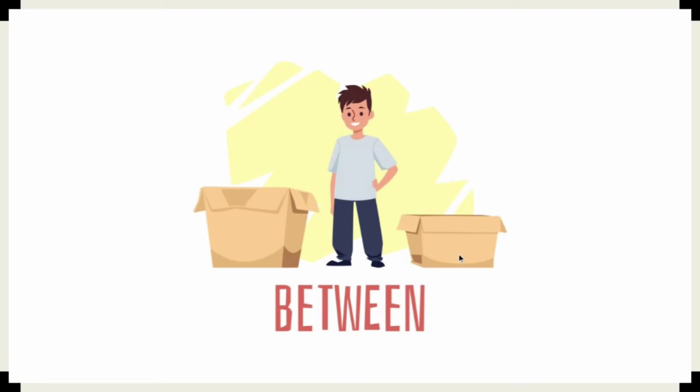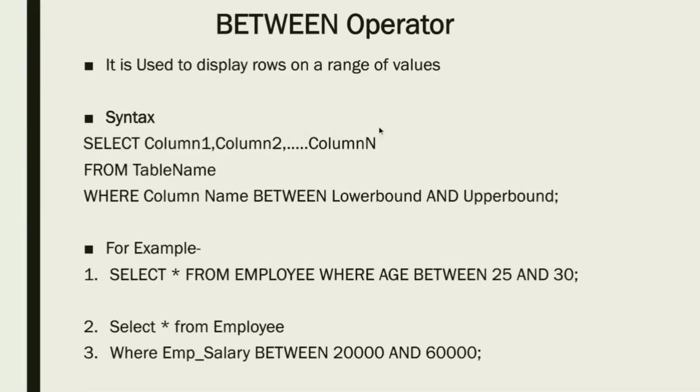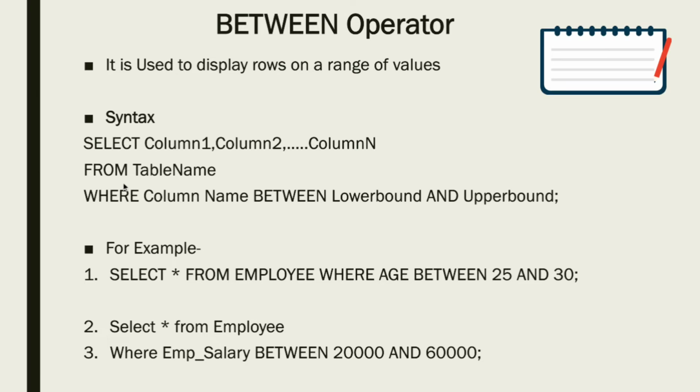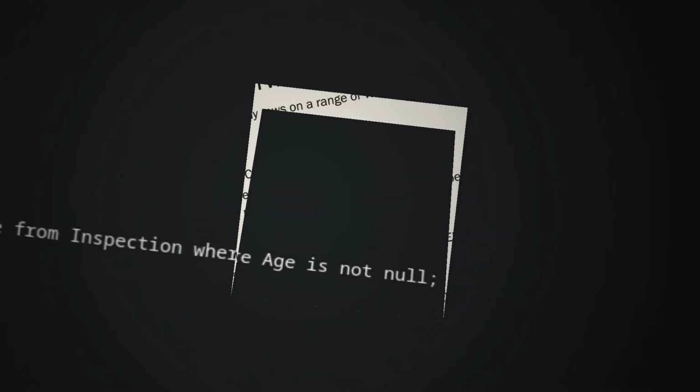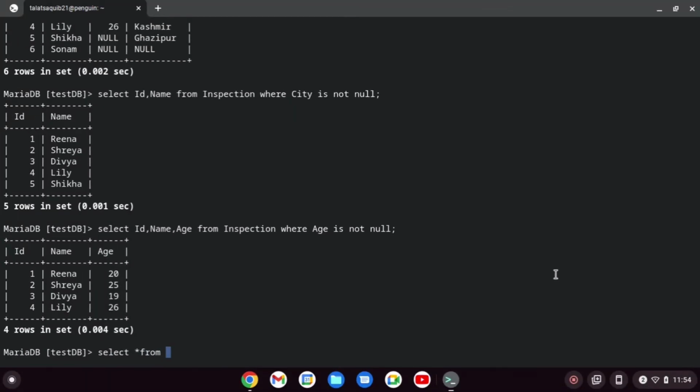So next, the BETWEEN operator. Let's see what the BETWEEN operator is. It is used to display rows in a range of values. Syntax: select column name from table name where column name between lower bound and upper bound. For example, select asterisk from employee where age between 25 and 30. The lower bound is first and the second is the upper bound.